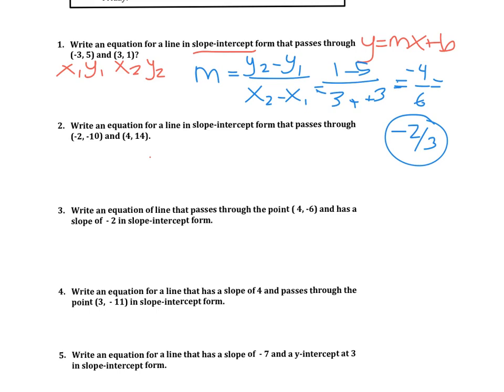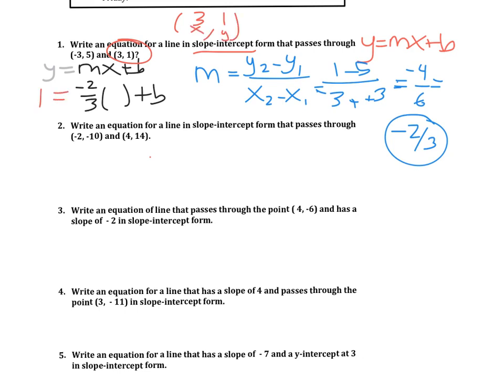My next step, once I do that, is to pick 1 point and plug it into y = mx + b. So my m that I just found was -2/3. I'm going to pick 1 point to use for my b. I'm going to use (3, 1) because they're positive. 3 is my x, 1 is my y. So I get 1 = -2/3 times 3 + b.